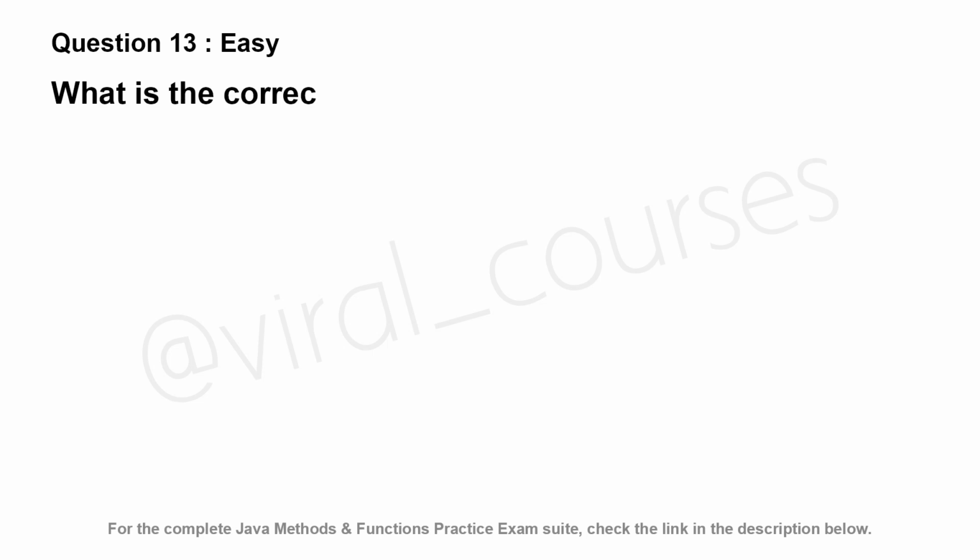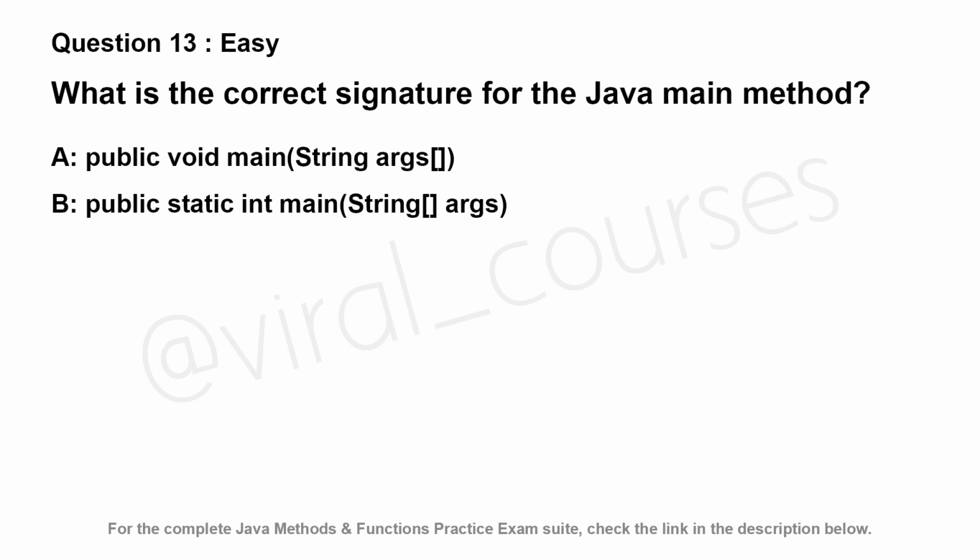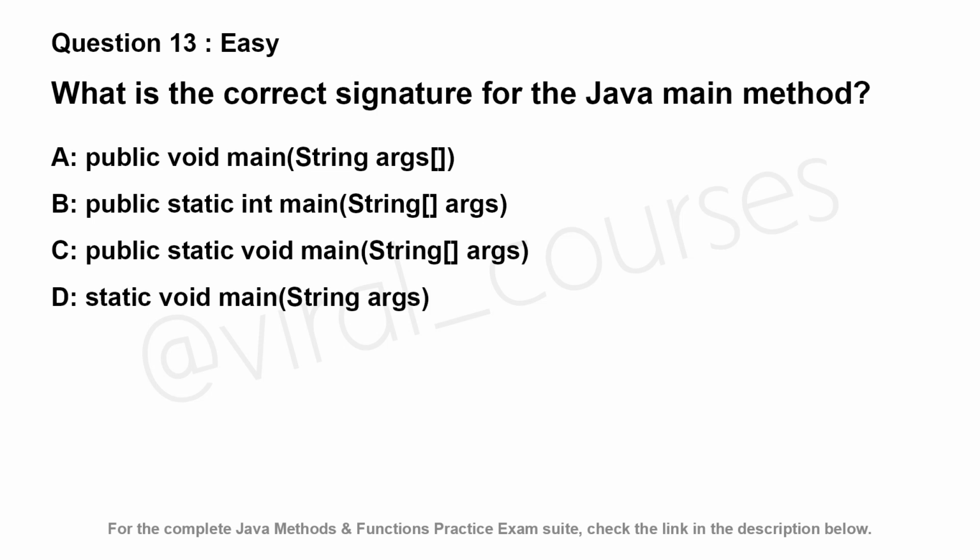What is the correct signature for the Java main method? Option A. Public void main, String args. Option B. Public static int main, String args. Option C. Public static void main, String args. Option D. Static void main, String args.